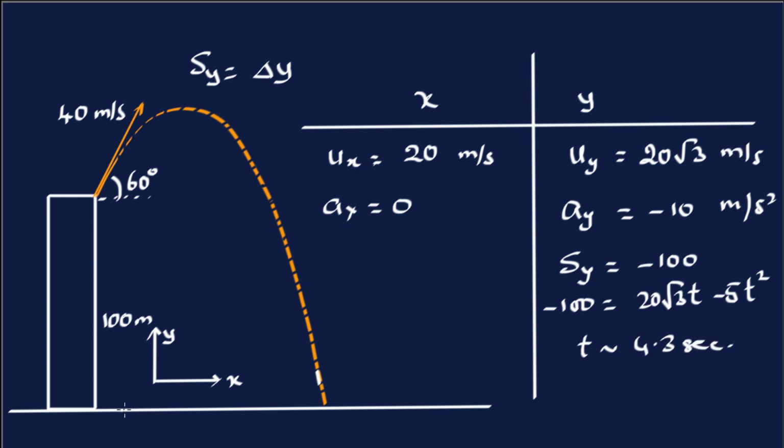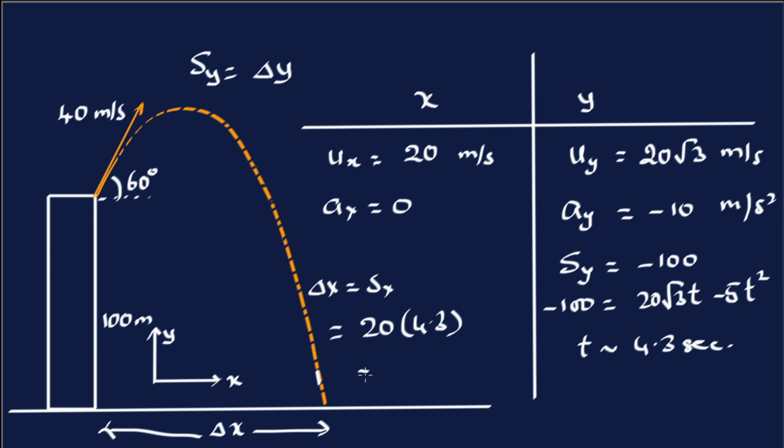Question is, how far away from the base does it land? That is, what is the change in its x-coordinate? The change in the x-coordinate is nothing but Sx, displacement in the x direction, which is ut plus half a t squared. A is 0, so straight away you get 86 meters. Problem solved.